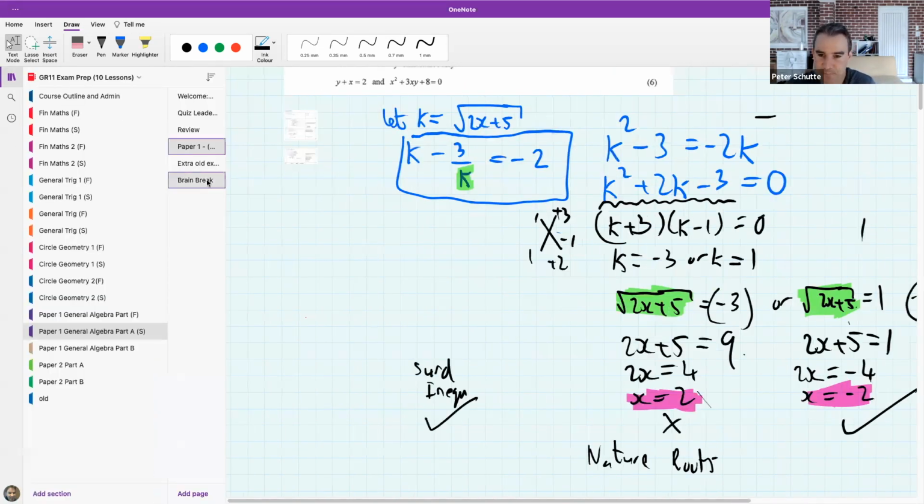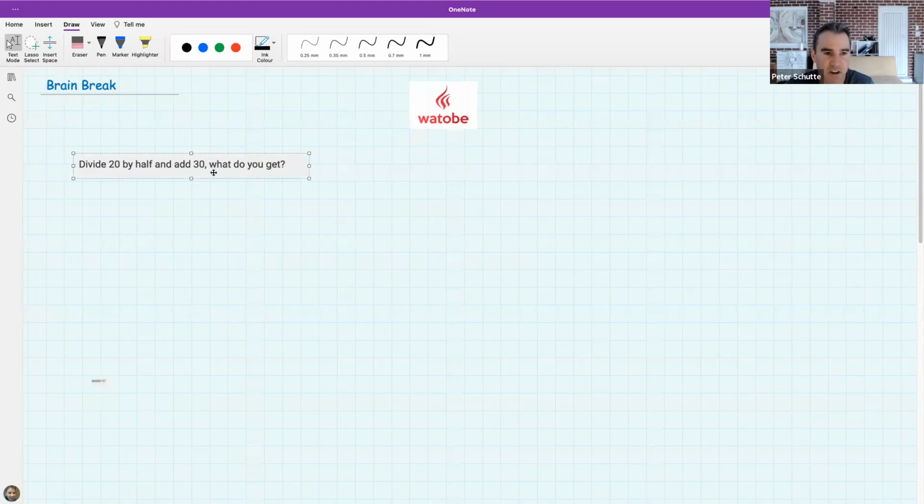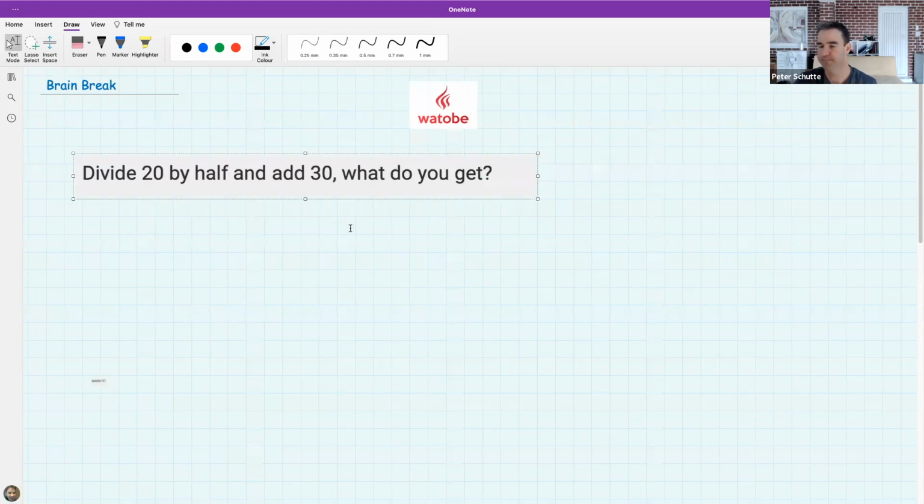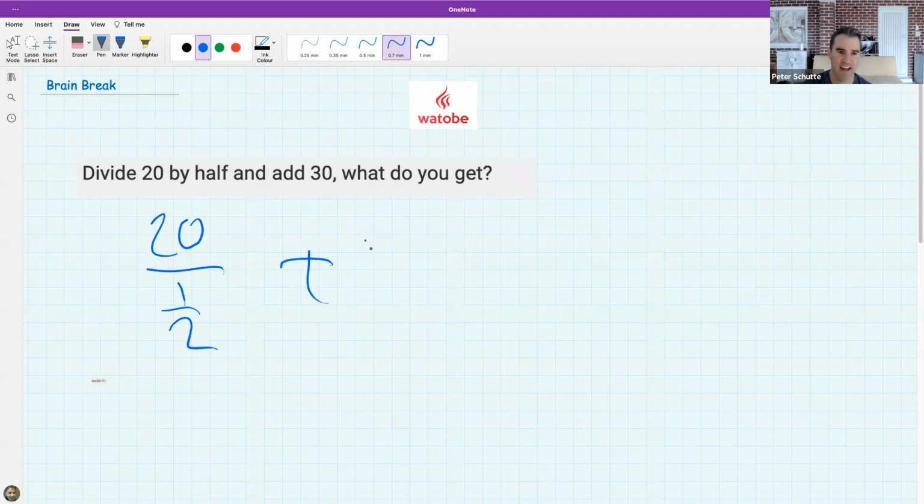Okay, brain break. Here is your brain break question for today. What is the answer to that? So divide 20 by a half. This is going to give it away, and then add 30.